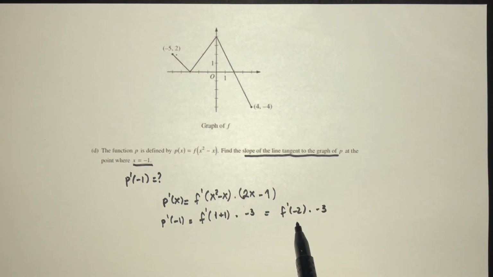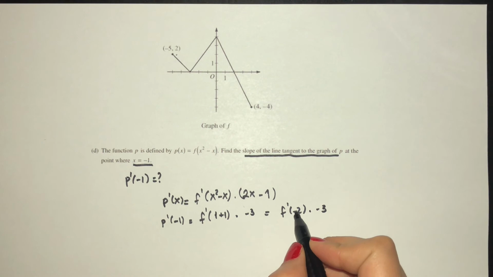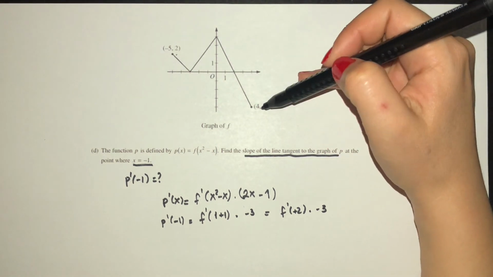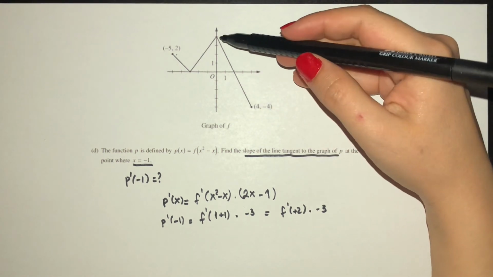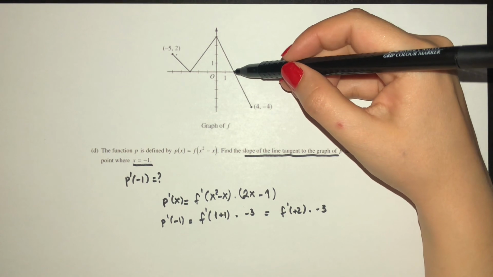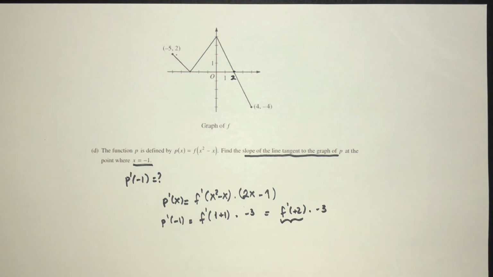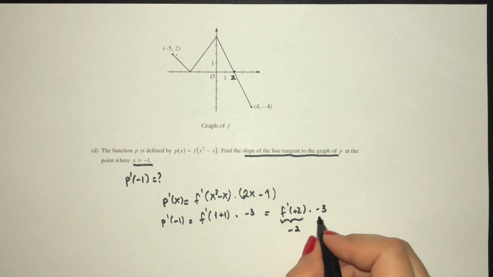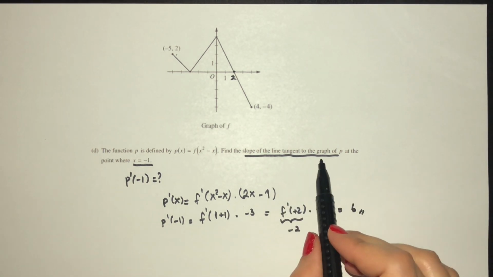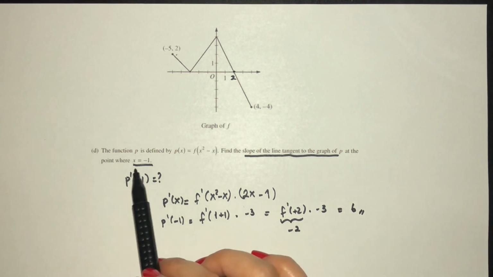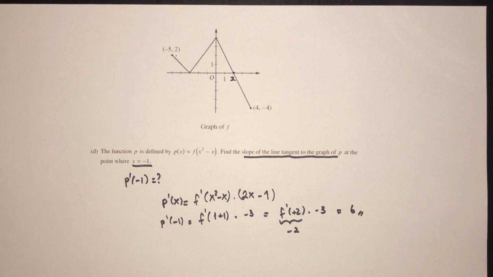Okay, we should evaluate f prime 2. This is the graph of f, and this is 2. In order to get f prime 2, we should look at the slope of the function. 2 is here, and we find the slope of the line as -2. This is why f prime 2 is -2. -2 times -3 will be 6. It means that the slope of the line tangent to the graph of p at x equals -1 is 6. This is the end of the video. Thank you for watching.